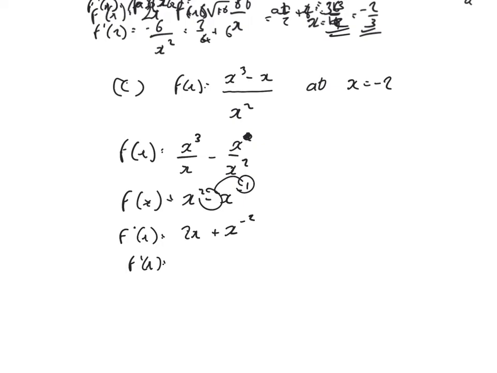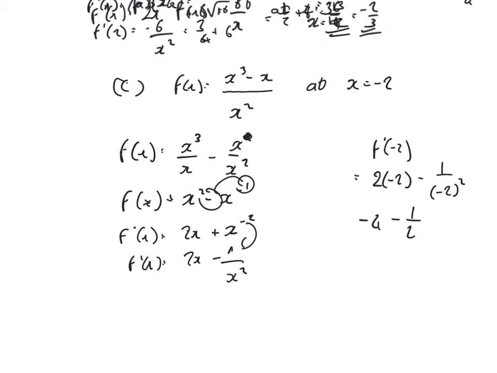Tidy the thing back up, reintroduce the positive power. 2x minus, what number's there even though you can't see it? 1, so it's definitely there. Bring this back down, and it's 1 over x squared. I now sub in minus 2, and that will be 2 lots of minus 2 minus 1 over minus 2 squared. That's minus 4 minus 1 over 4. So it's minus 16 quarters, minus 1 quarter is minus 17 quarters. Final answer.